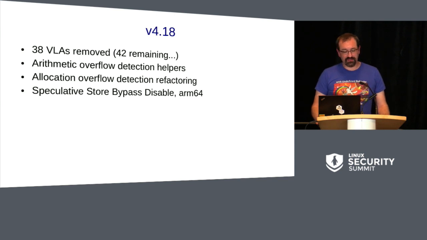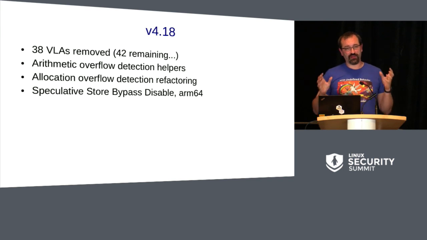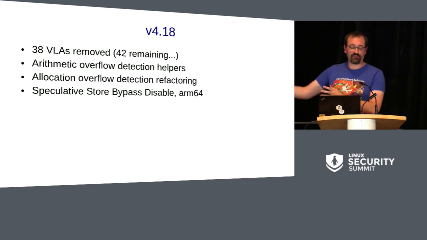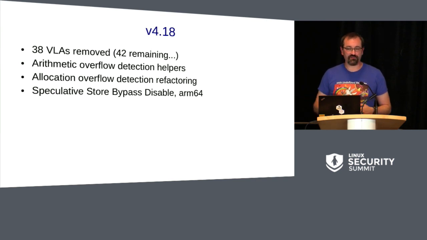For 4.18, we got 38 VLAs removed, 42 remaining. We got some of the basic arithmetic overflow detection helpers. People have to use them explicitly, but we made sure to go through and at least try to catch as many of the allocations that are using multiplication to figure out how large their size is, to have all of those use the overflow detection, so we can try to kill an entire class of issues there.